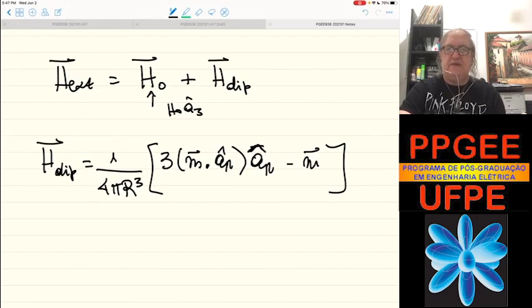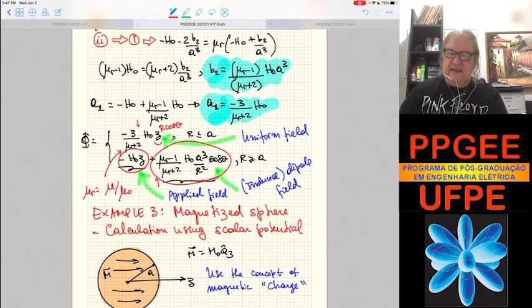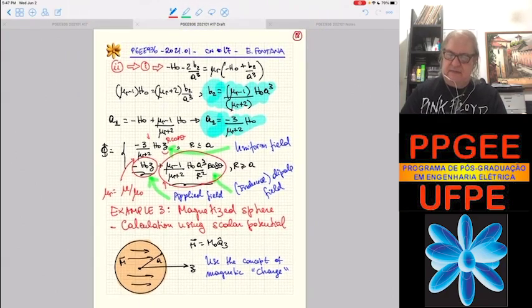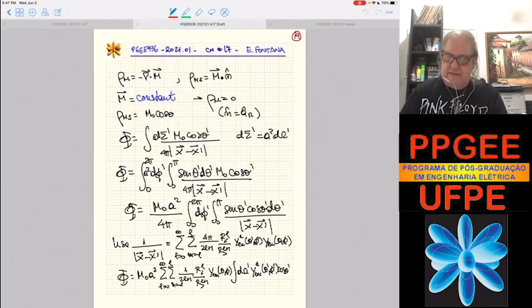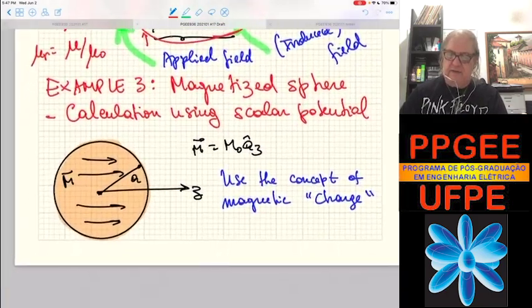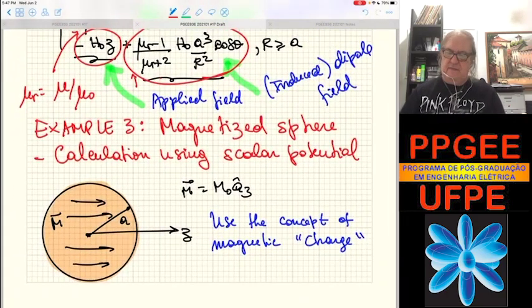So just to conclude the lecture, let's make now a final example, slightly different, in which we have a magnetized sphere. Again, let's use the scalar potential, magnetic potential, because we don't have any free current in this problem. So we have now a magnetized sphere. There's no applied field outside. We have a magnetized sphere, and what's the field produced by that?